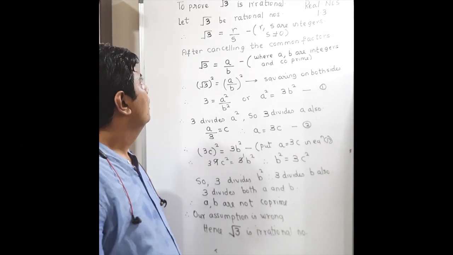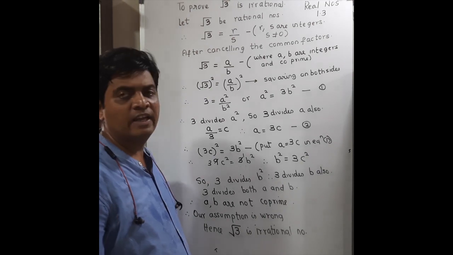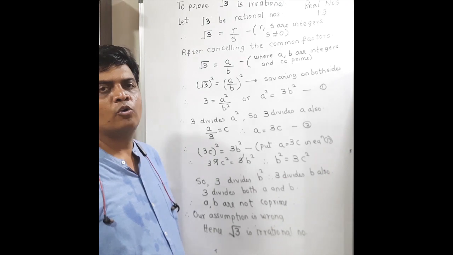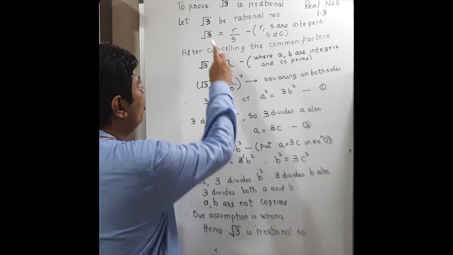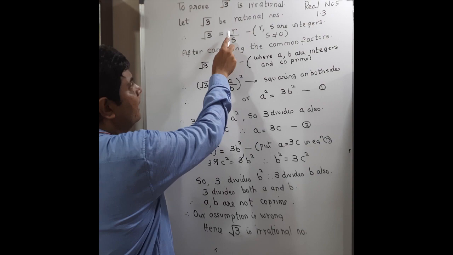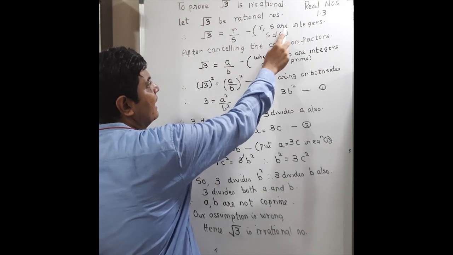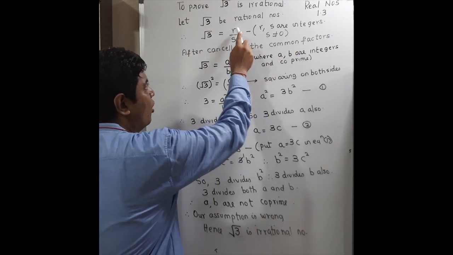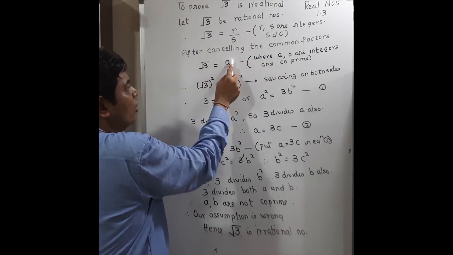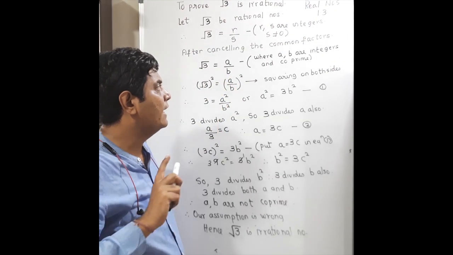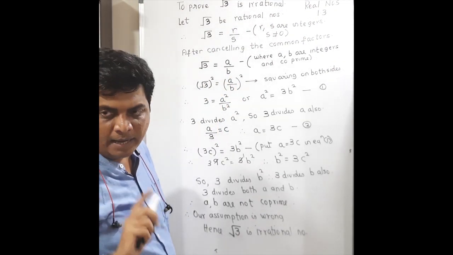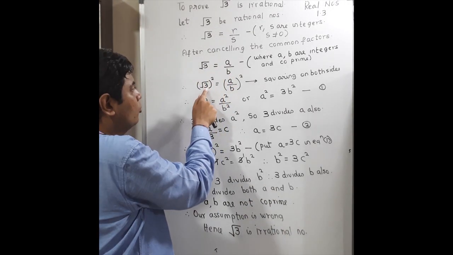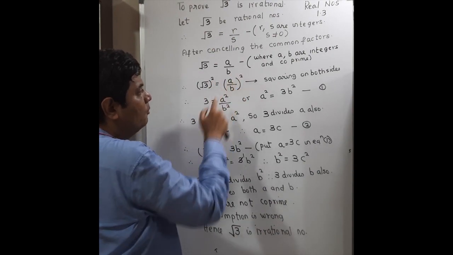Hello students, let us now prove square root of 3 is an irrational number. So what is the first step? We assume let square root of 3 be a rational number. Now because square root of 3 is a rational number, it can be written in the form r upon s, where r and s are integers and s is not equal to 0. After cancelling the common factors from r and s, we get square root of 3 is equal to a upon b, where a and b are integers and they are co-prime. They do not have any common factors. Now squaring on both the sides, I get square root of 3 the whole square is equal to a upon b the whole square.